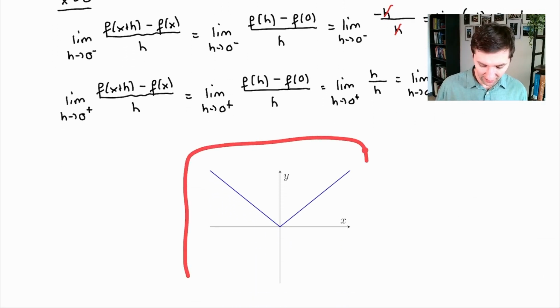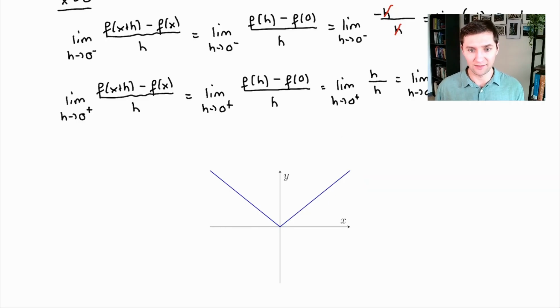Here is the graph of the absolute value of x. At x equal to 0, you have a corner. Intuitively, there is not one unique way to draw a tangent line there.